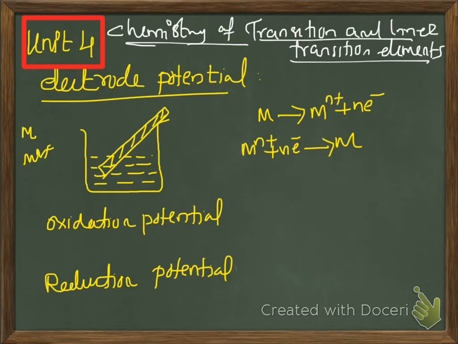The term on the board you can see is electrode potential. What is electrode potential? It is the potential established at the interface of a solid and liquid when a metal rod is dipped in its own salt solution. Simply we are writing it as E0.